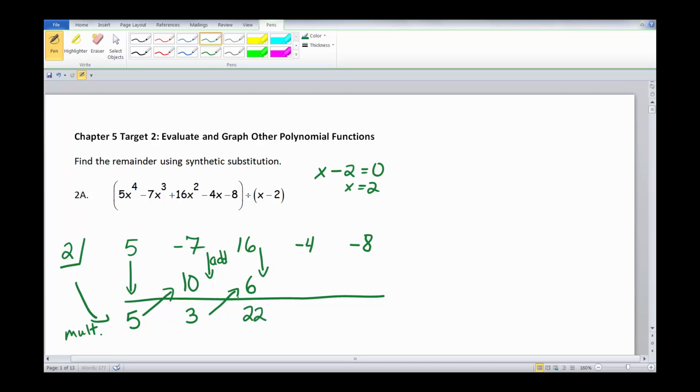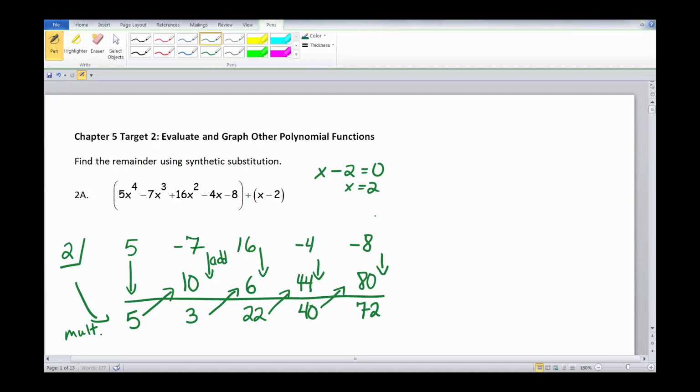Multiplying that 2 by 22 gives us 44, throwing that underneath the negative 4. Add going down, we end up with 40. Multiplying 2 times 40 gives us 80. Placing that underneath the next number. Add going down, we end up then with 72.